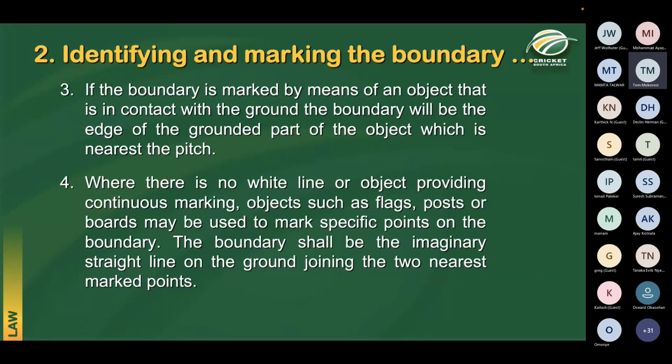Where there is no white line or object providing continuous marking, objects such as flags, posts, or boards may be used to mark specific points on the boundary. The boundary shall be the imaginary straight line on the ground joining the two nearest marked points.